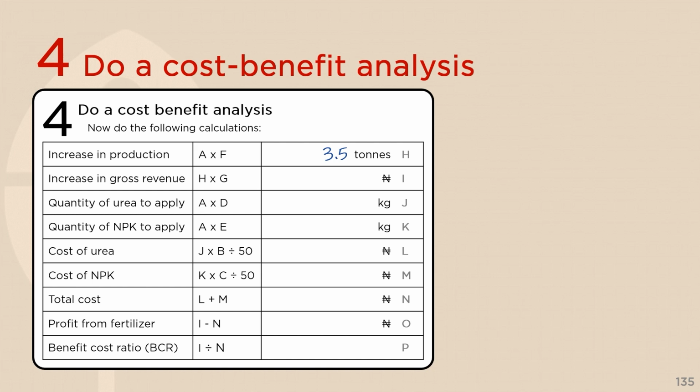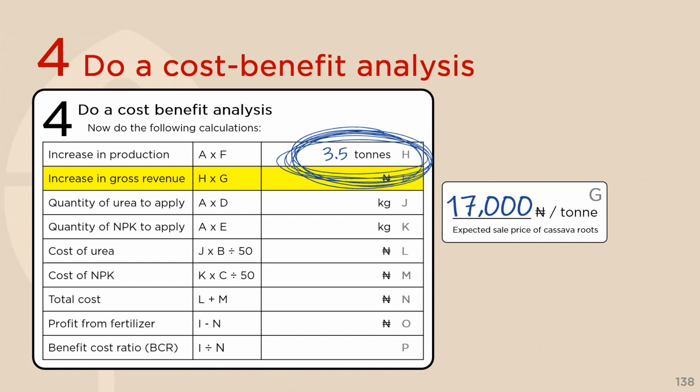Let's move on. Next, we will calculate the increase in gross revenue. We need to multiply the values H and G. Value H is the result of our previous calculation. The increase in production, which equals 3.5 tons. Value G we entered earlier under Step 3. It is the expected sale price of cassava roots, which we assumed will be 17,000 Naira per ton.